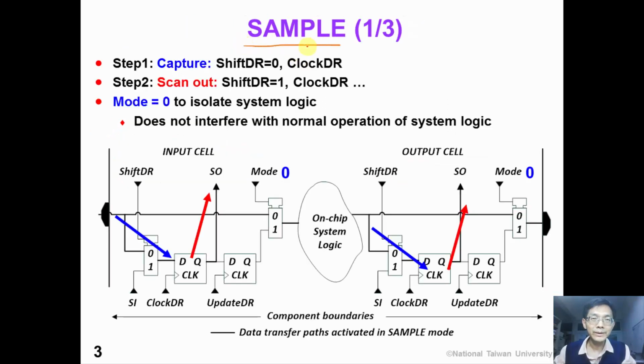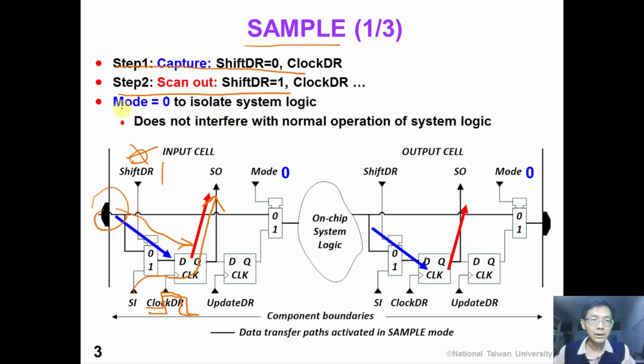So now let's start with the sample instruction. In step 1, we control shift DR to be 0. When we pause a clock DR, we take a snapshot of the system input pin value. And then in step 2, shift DR is changed to 1, and when we clock the clock DR, the content in the capture flip-flop will be shifted out for observation.